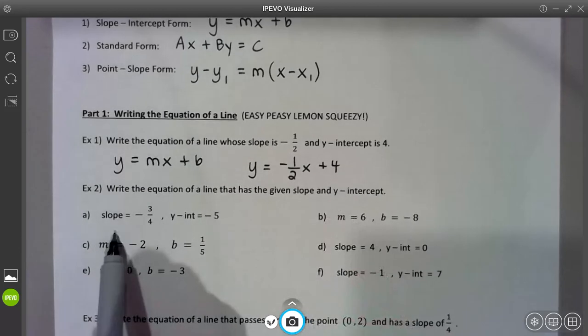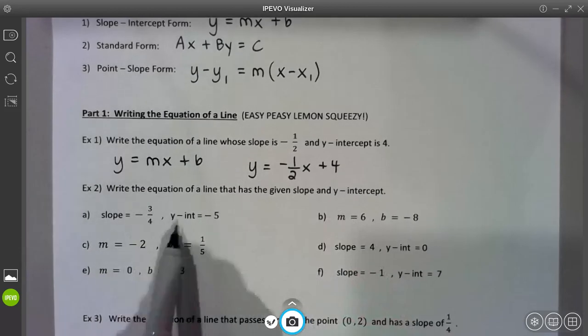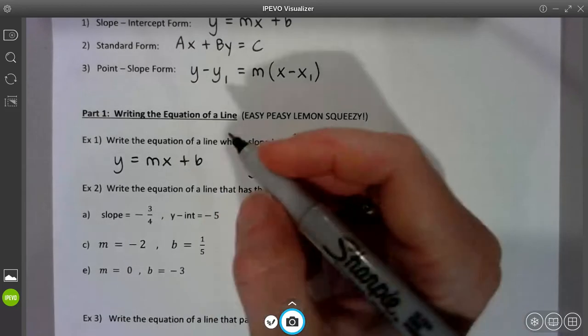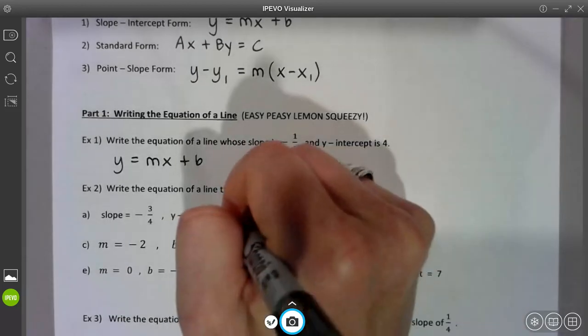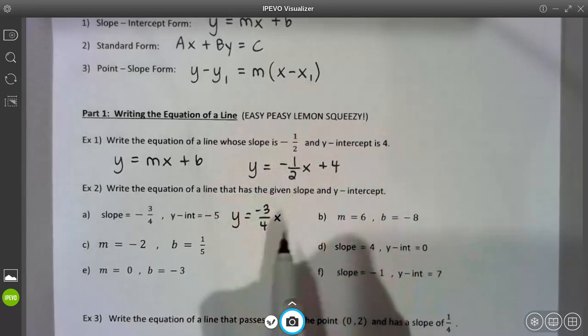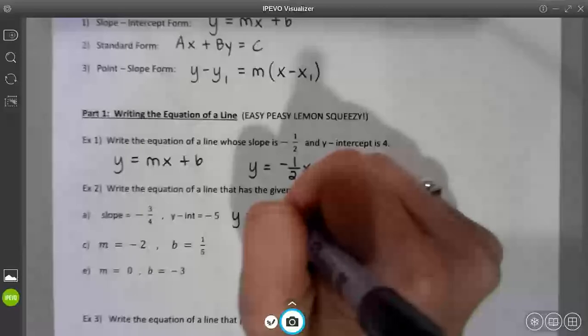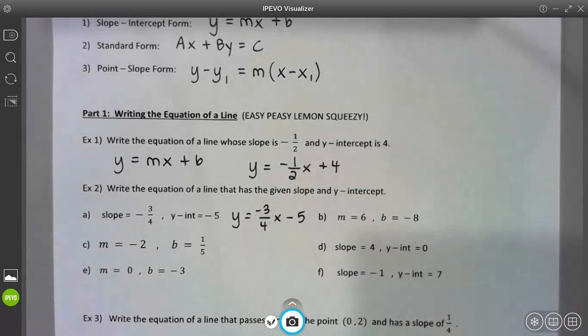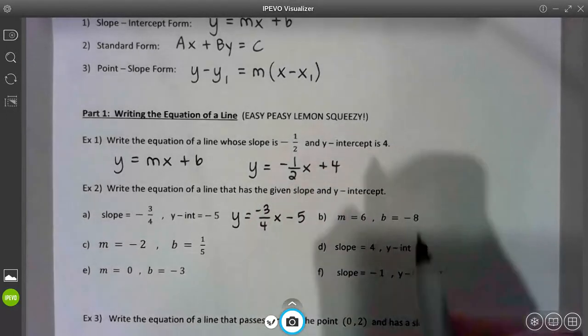So in A, we have a slope of -3/4 and a y-intercept of -5. Pop them in for m and b, call it a day. Y equals negative 3/4 times x, then it's going to be plus negative 5. But guys, plus negative 5 is really just minus 5. Okay? All right, look over here.